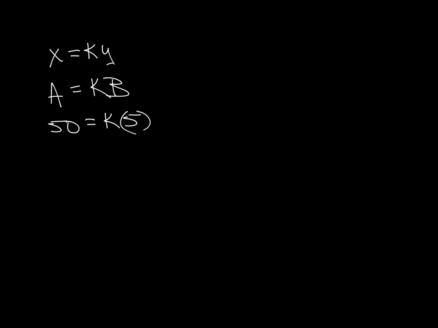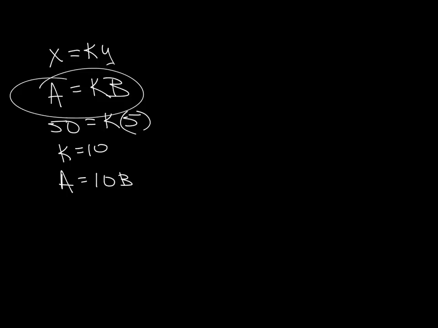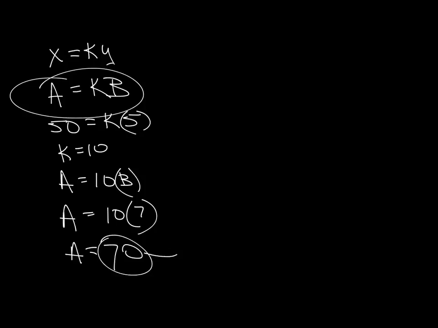Alright, so we're just going to take the first part of that and find k. So we find out k is 10. So now our equation no longer looks like that, it looks like this: a equals 10 times b. Now we look at the next part, and it says, what is the value of a when b is 7? So a is 70 when b is 7. Now that's the way we did it in lesson 60.